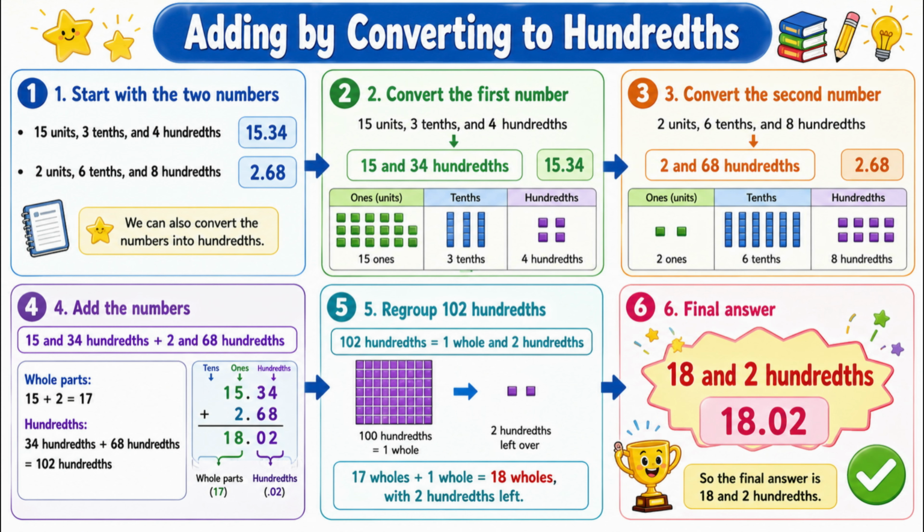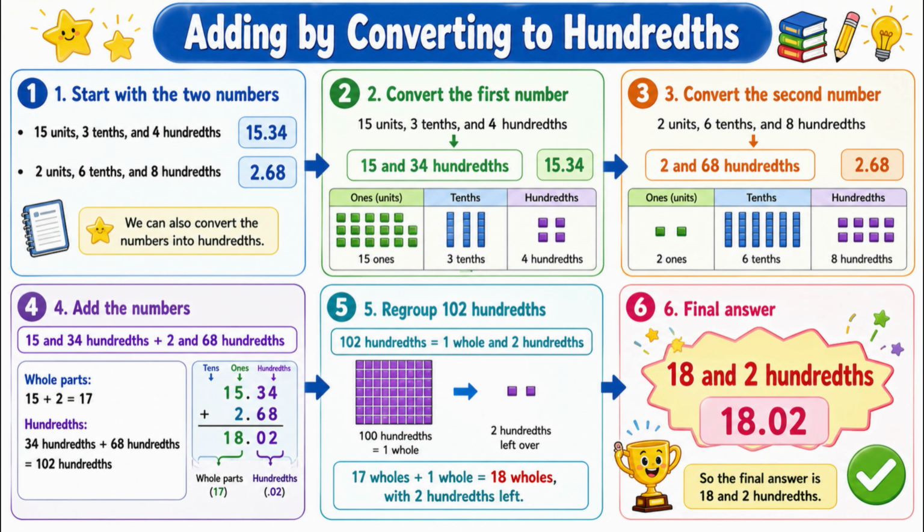Adding by converting to hundredths. We can also convert the numbers into hundredths. 15 units, 3/10ths, and 4/100ths is 15 and 34/100ths. 2 units, 6/10ths, and 8/100ths is 2 and 68/100ths. Now add 15 and 34/100ths plus 2 and 68/100ths.